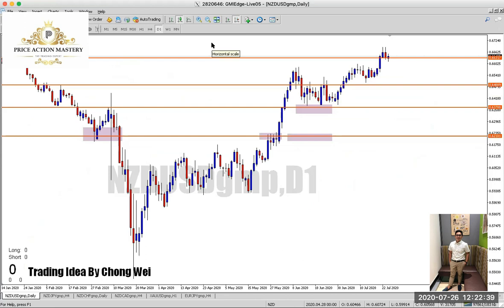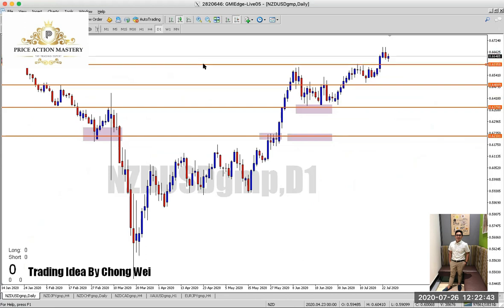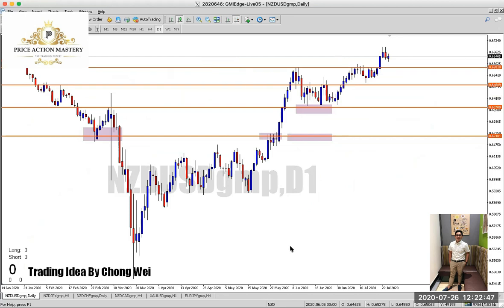So for this New Zealand dollar, of course, if I want to have a best buy, I'll be waiting over this area. Maybe Monday we'll have a correction first until this level, and then I'll be seeing some banker confirmation and upside exposure.